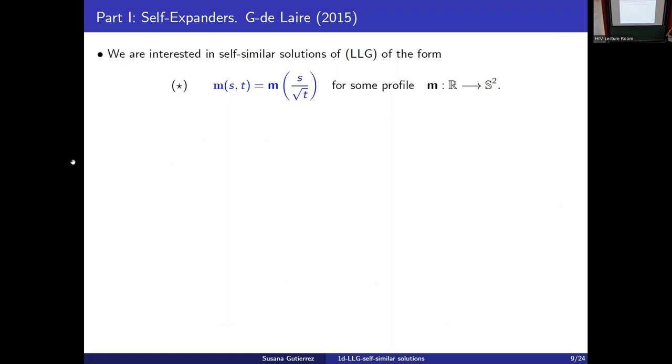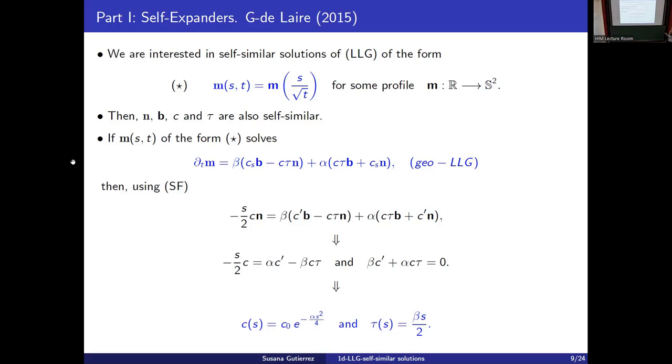Okay, so for self expanders, as I said, we are interested in solutions that are self similar of this type for some profile. Imposing that ansatz on the profile implies that the normal, binormal, and the curvature and the torsion are also self similar. And imposing that it is a solution of the geometrical energy equation, we arrive at a system of equations involving the intrinsic quantities. Just by taking the scalar product of this equation with the normal and the binormal vector and using the orthogonality properties, we arrive at two equations involving the curvature and the torsion, that in this particular case, is the magic, we can solve explicitly and arrive at these formulas for the curvature and the torsion.